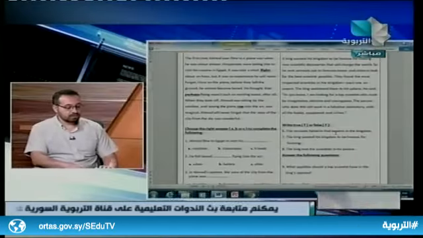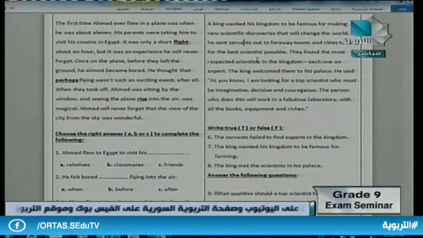Again, from number 6 to number 8, let's start with the first. Three statements. Write true T or false F. The servants failed to find experts in the kingdom. If we link this sentence to the text, you can see they found the most respected scientist in the kingdom. So it is not correct, it's false, because they found scientists. Exactly. They found experts in the kingdom.